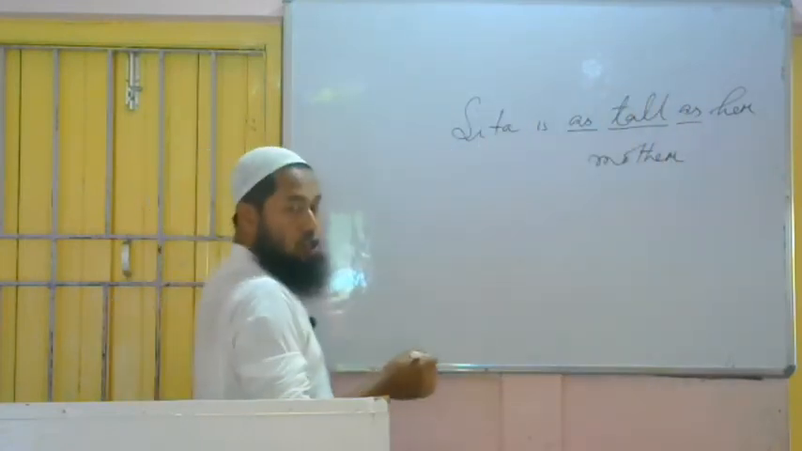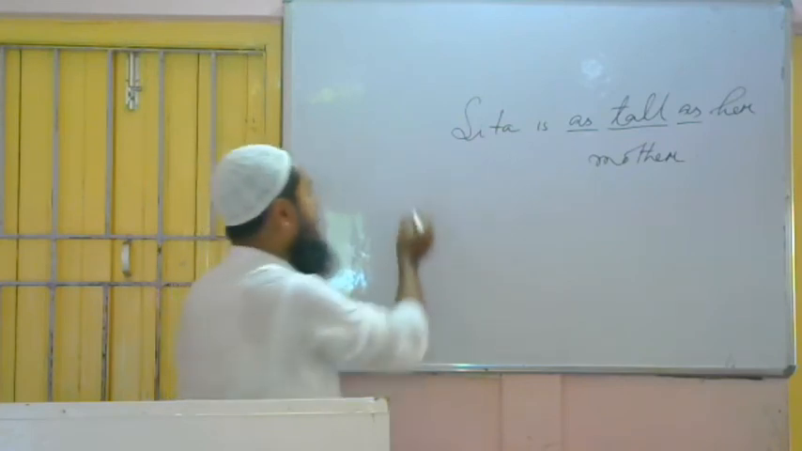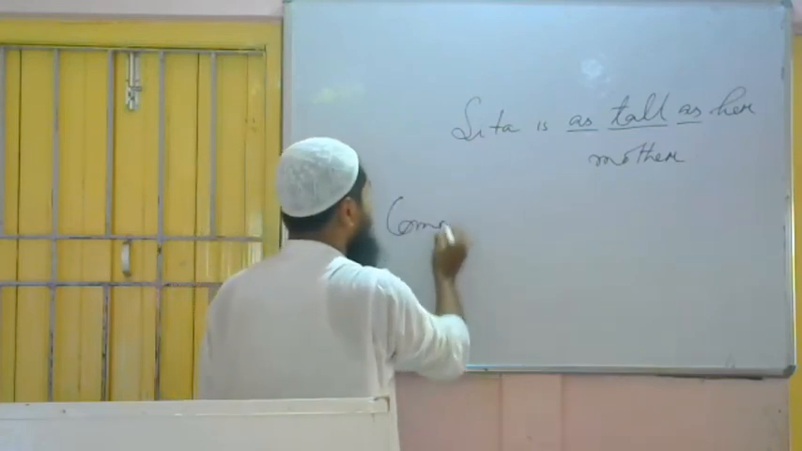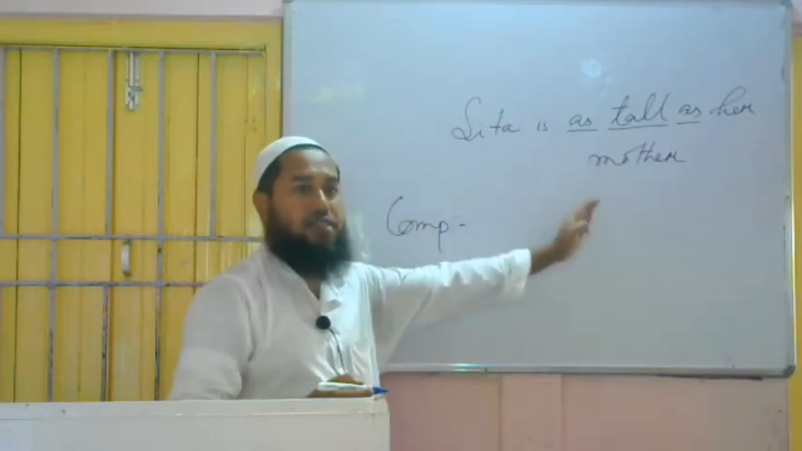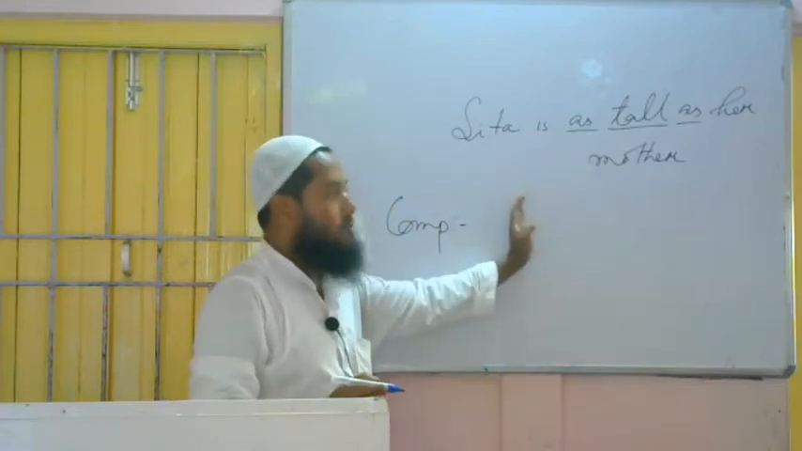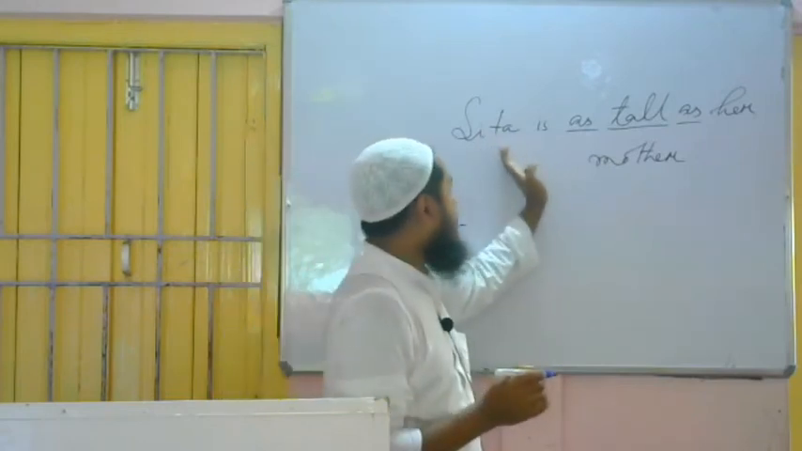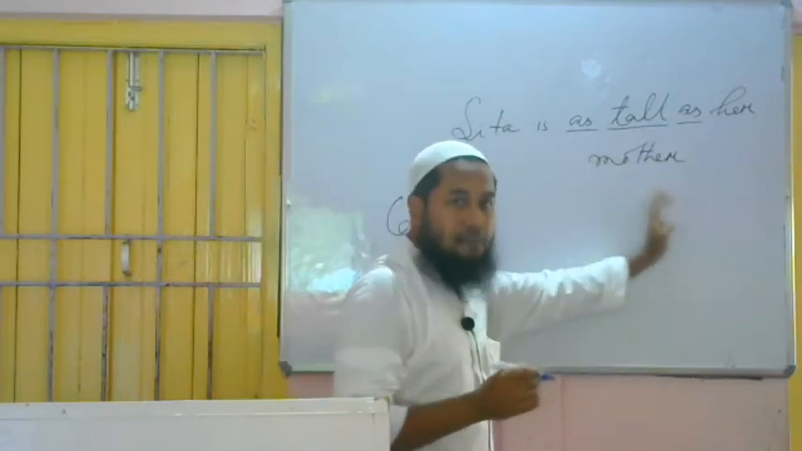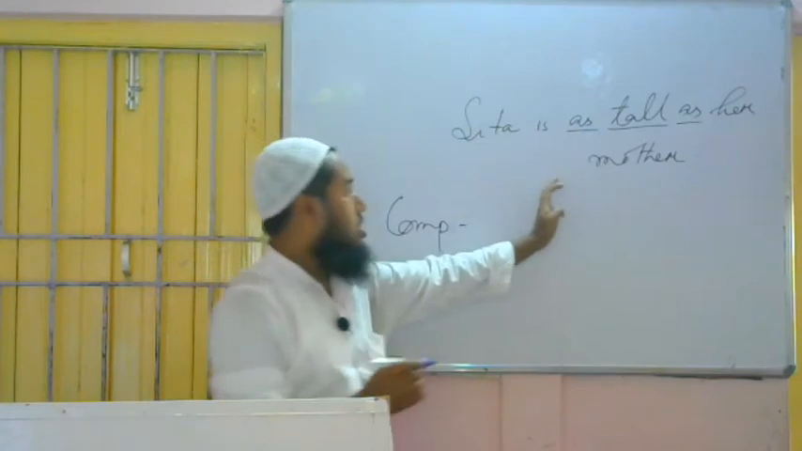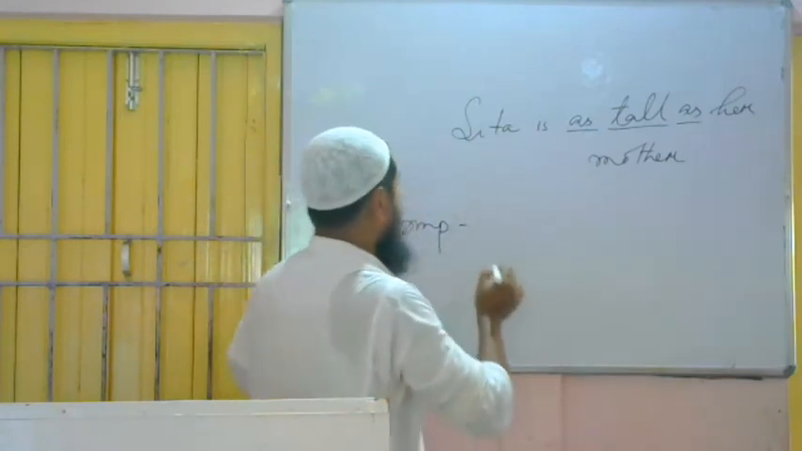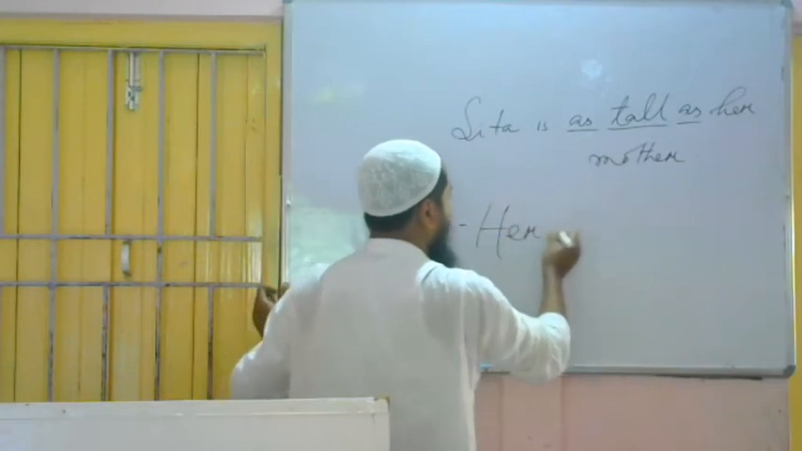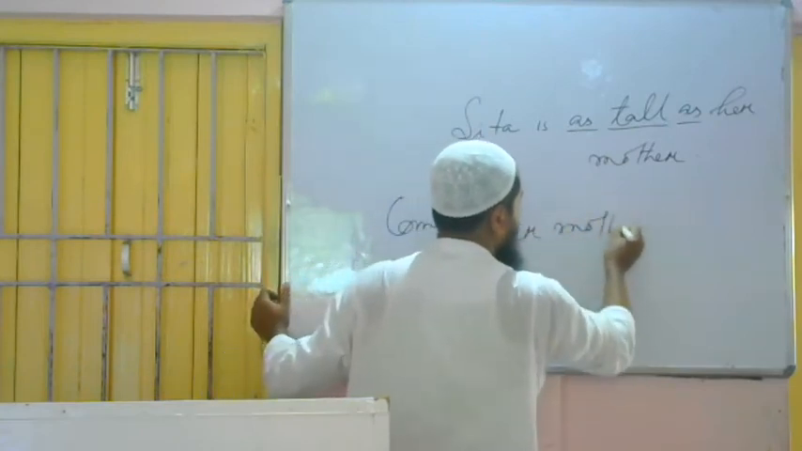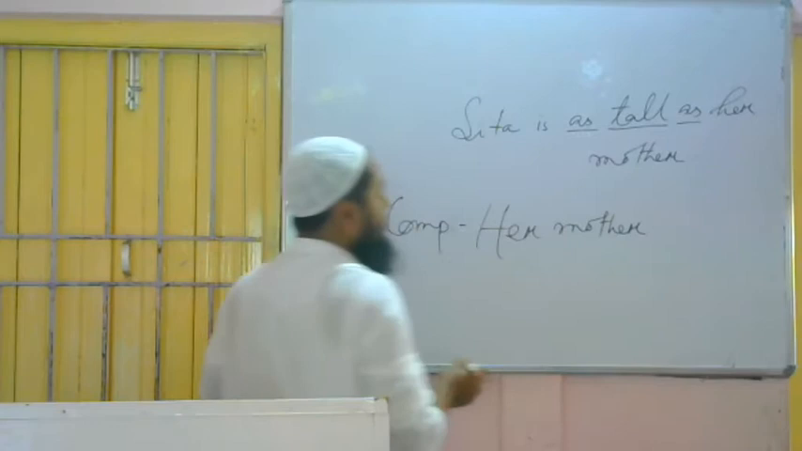Now we are asked to change the sentence into comparative degree. Now see how to change. First of all, we have to bring the last thing or last object first. Here the last object is, in the sentence Shrita is as tall as her mother, her mother. We have to bring her mother first. Her mother. Then we have to use what?